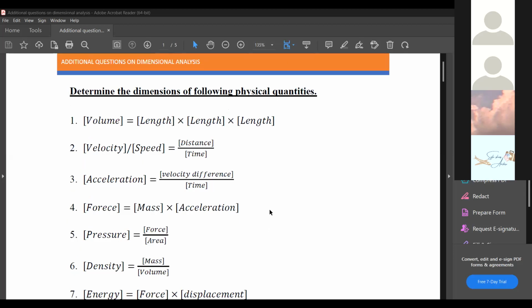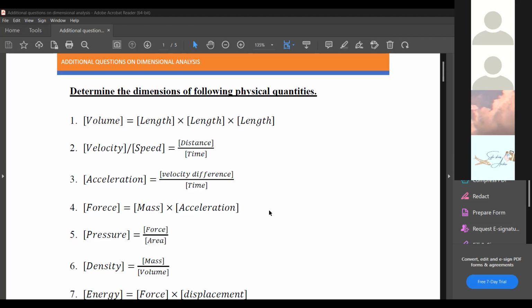I will do the first 4 examples with you. Determine the dimension of the following physical quantities. First one is volume.